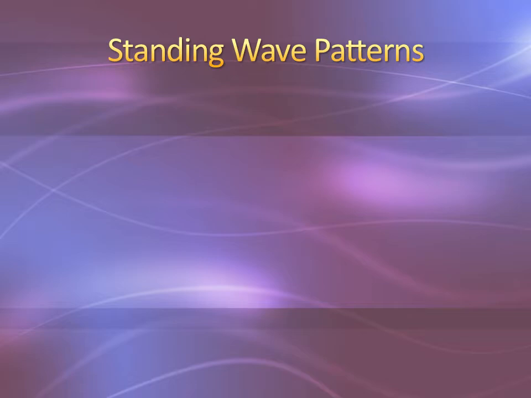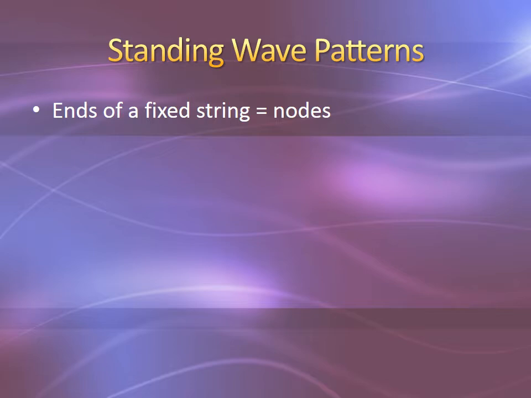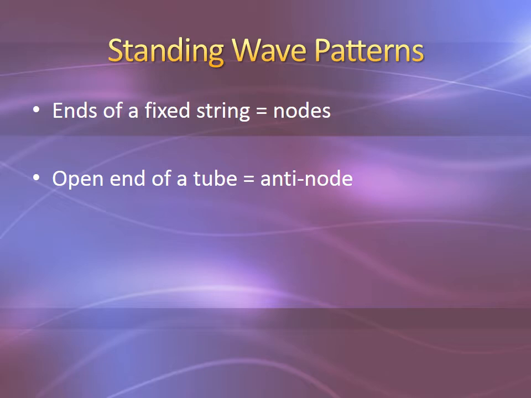Okay, so let's review those standing wave patterns. The ends of a fixed string must be nodes. The open end of a tube is always an antinode, and the closed end of a tube is always a node. And don't forget then that the harmonic number is the number of half wavelengths in that pattern.